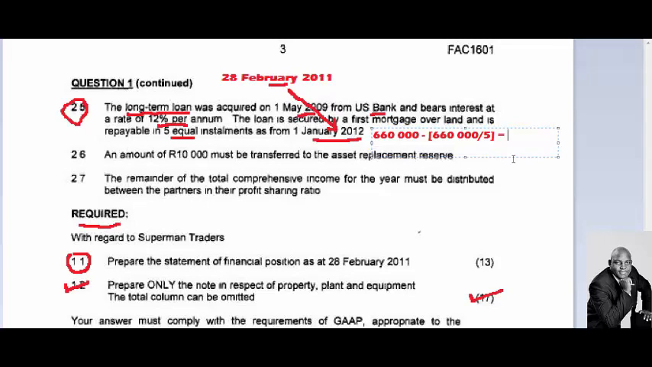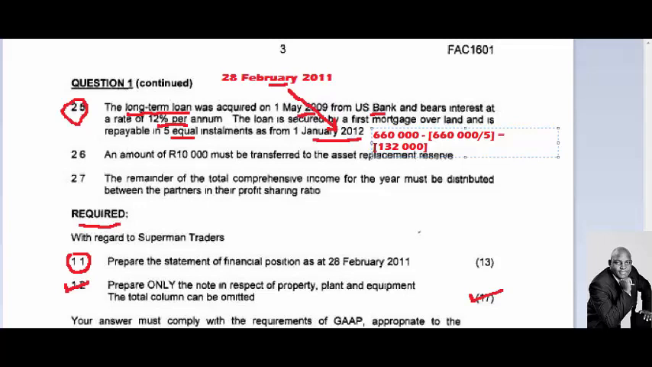So you will say 660,000 divided by 5 gives me 132,000. That is what is due currently. They need to pay 132,000. So it's 5 equal installments and 1 installment, so that's why you divided by 5, so you can get the 1 installment that they have to pay within the current financial year.